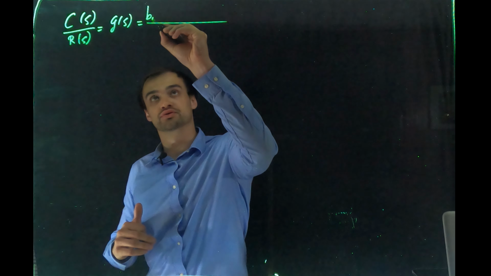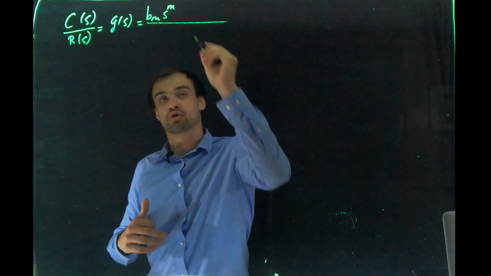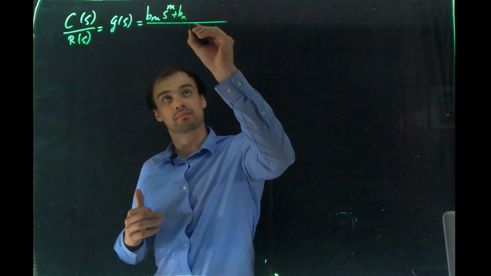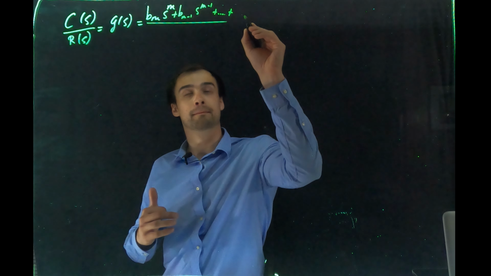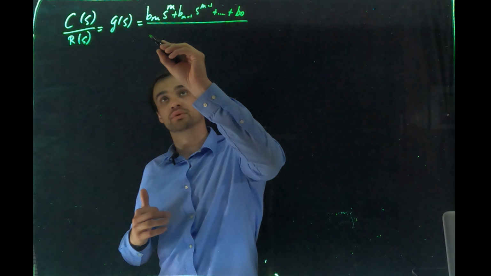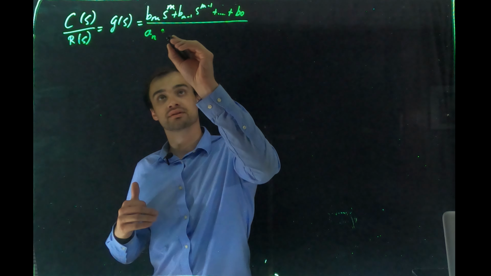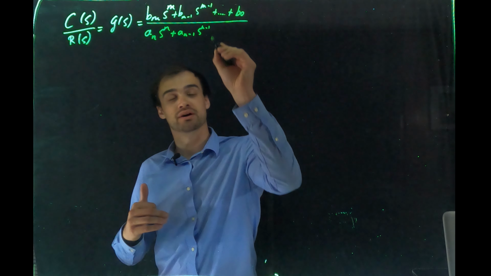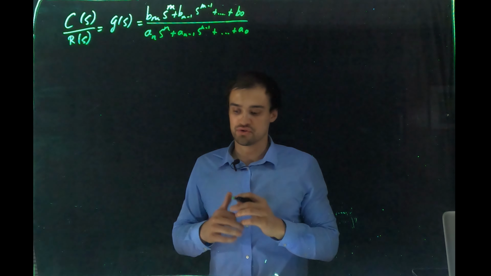In the numerator, we use the coefficients b, like b_m for instance, and then the complex variable s to the power m, plus b_(m-1) s to the power m minus 1, and so on, plus b_0. And in the denominator, we use the variable a for the coefficients, and the subscript is n, s to the power n, plus a_(n-1) s^(n-1), you've guessed it, plus plus plus, a naught. That's how we write transfer functions.